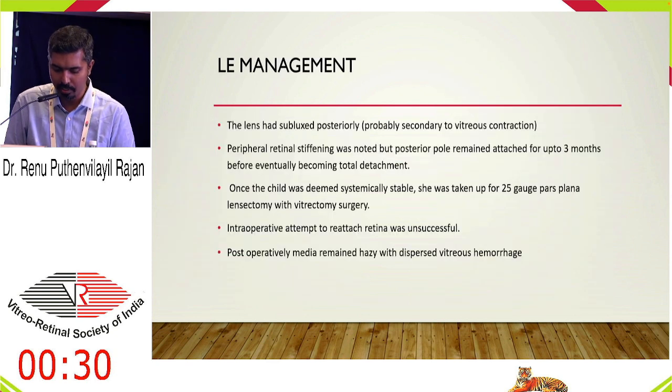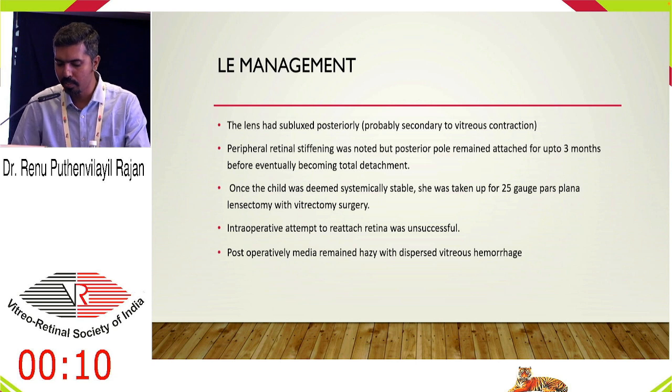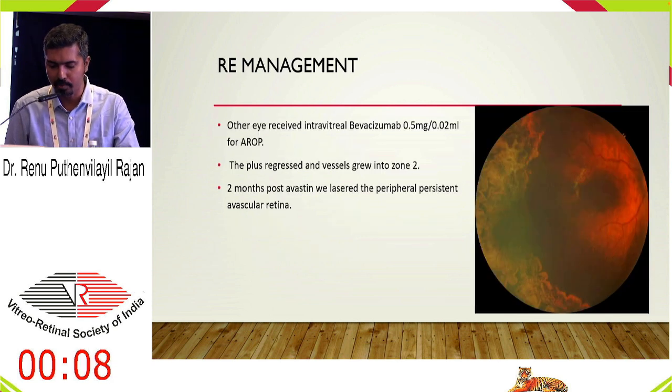At around 3 months of the child's age, the child developed total detachment. The lens had also subluxed posteriorly and the retina was stiff. Once the child was systemically stable, she was taken up for a 25-gauge pars plana vitrectomy and lensectomy, but the intraoperative attempt to reattach the retina was unsuccessful. Postoperatively, the media remained hazy with dispersed vitreous hemorrhage. The other eye had a better outcome. It evolved into AROP, and we treated with bevacizumab followed by lasers.